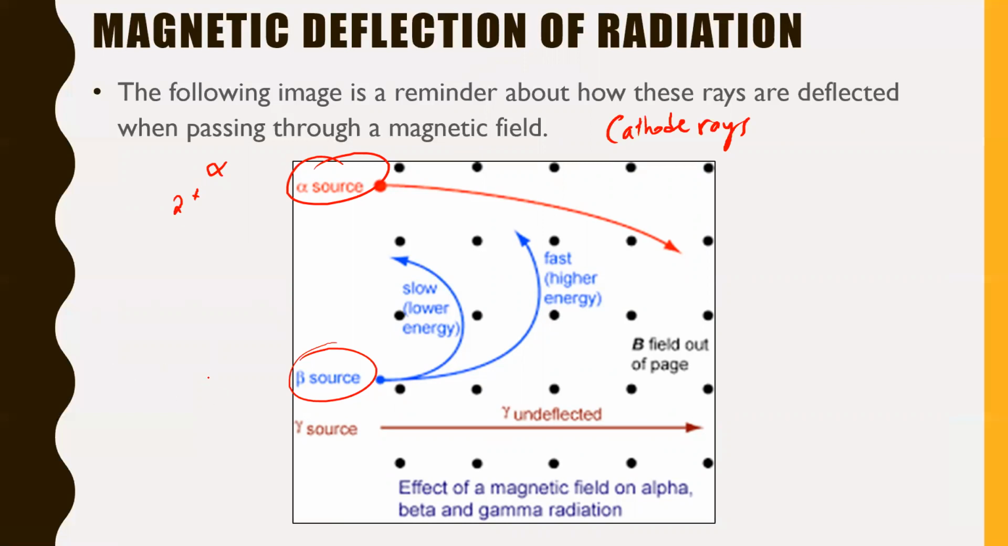Beta decay is an electron, right? Or I guess a positron if you're doing beta positive decay, but it's still going to behave in a similar way, right? When it's going through a magnetic field, depending on how much energy, it's going to be deflected in different ways.